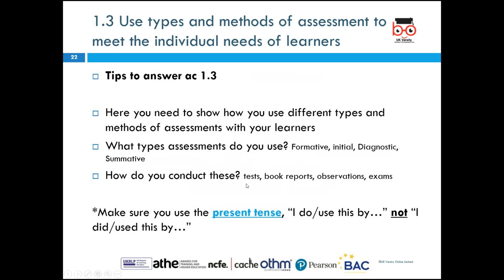And then how do you actually conduct these? So just talk about, do you do it in tests, books, reports, observations, orally, or like exams?